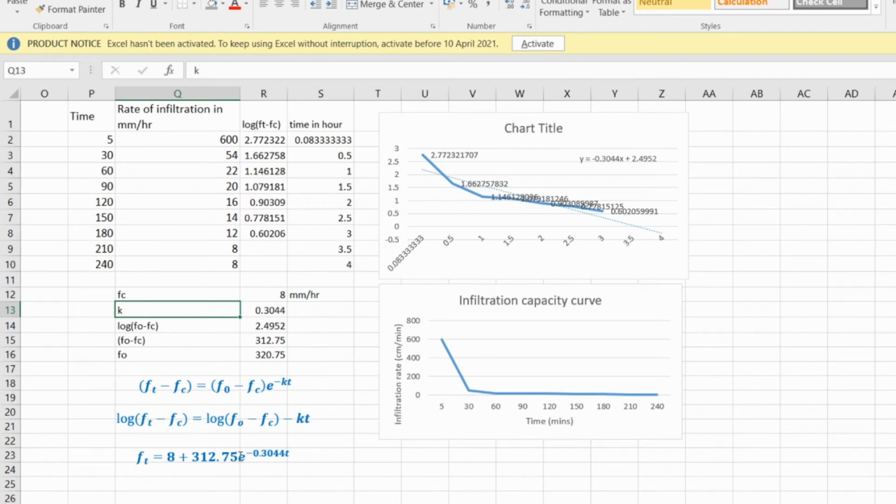So this is another example that I have solved to explain how to calculate the exponential equations for infiltration capacity. I hope this is very much clear to you. If you have any doubt in solving this, you can ask me the question.